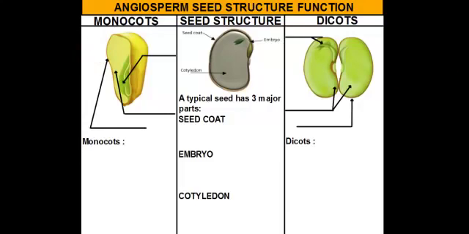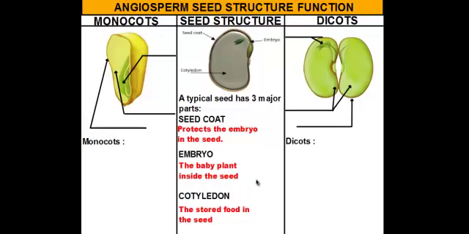There are three main structures to a seed. First of all, there's what's called a seed coat. The seed coat is a protection for the embryo inside of the seed. As we talked about earlier in the year, the embryo is the baby form of an organism, so the embryo is the baby plant that's inside of the seed. And then lastly, we have a very, very important structure called the cotyledon. The cotyledon is the stored food in the seed.